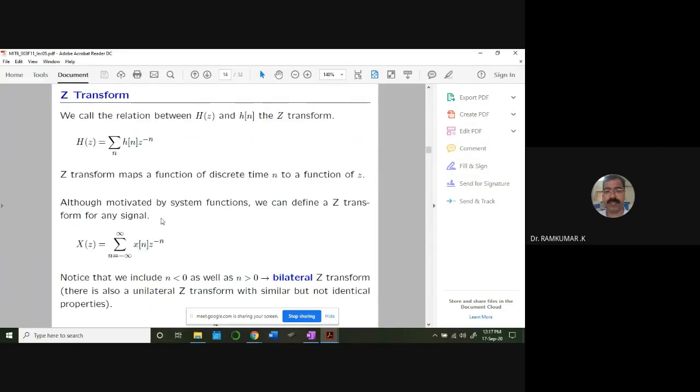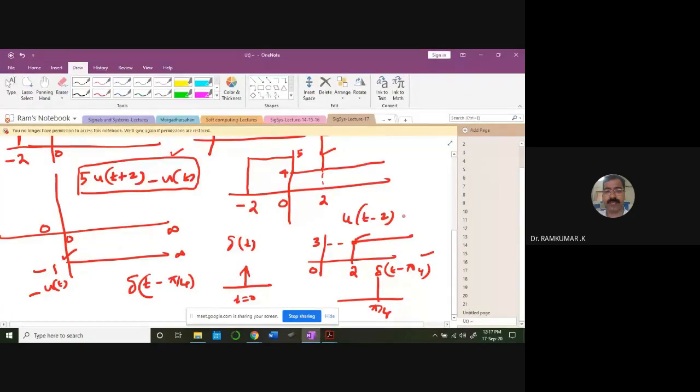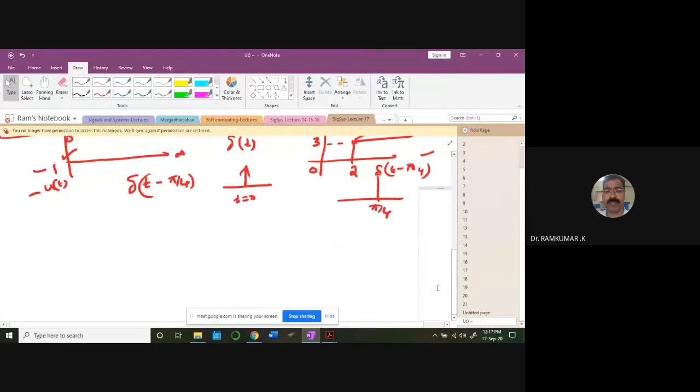Now for any x of n, you can compute the corresponding x of z. So what is it that you are noticing? The key point in this slide is that the z transform maps a function of discrete time n to a function of z. That's the mapping I'm talking about. I said this in the last class, I hope you can recall that.